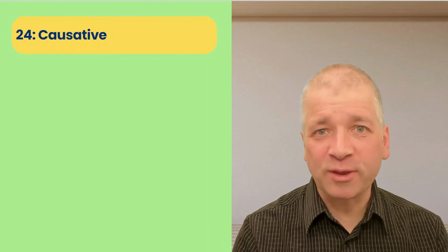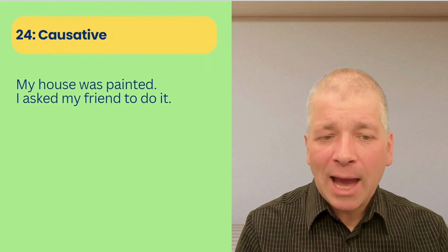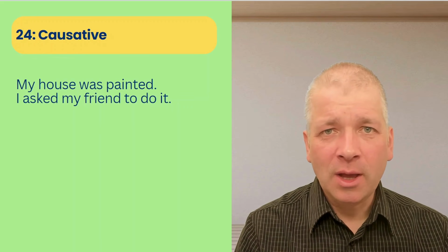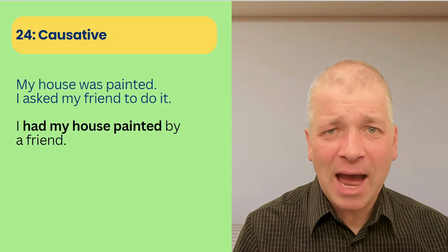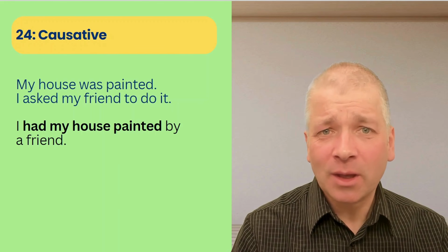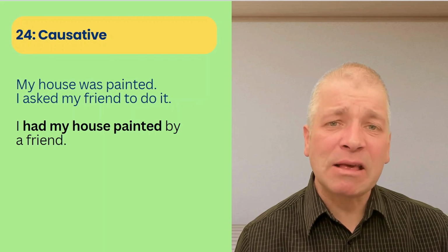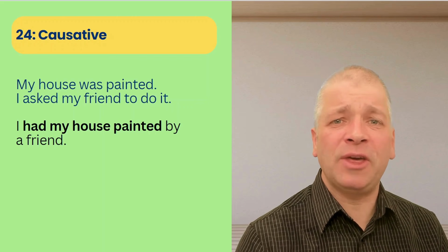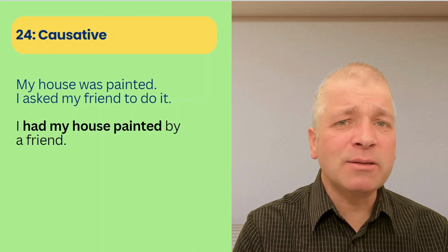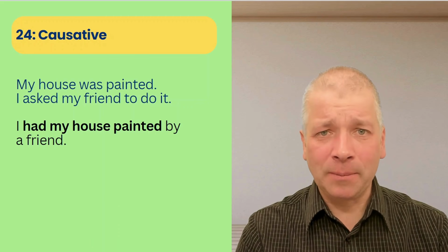24 is the causative. Look at the examples on the screen. My house was painted. I asked my friend to do it. This means more or less the same as I had my house painted by a friend. In the second example, we use the causative. It indicates that we got someone else to do something on our behalf. I had my house painted means I made sure someone else did it for me.